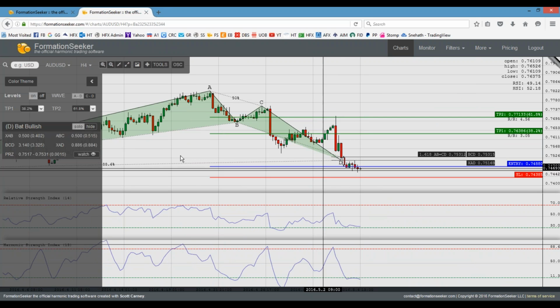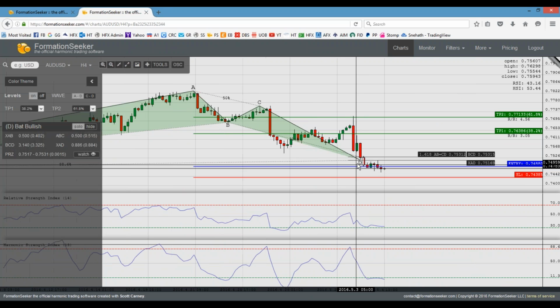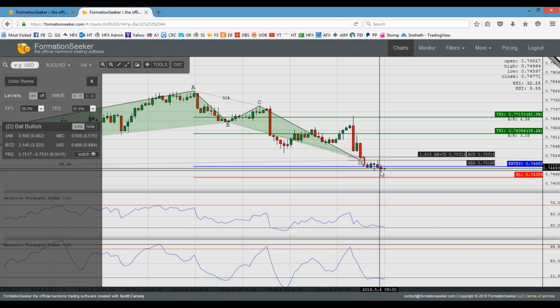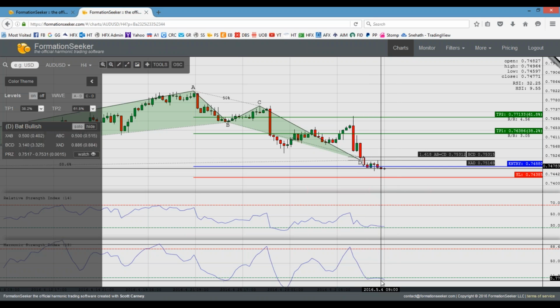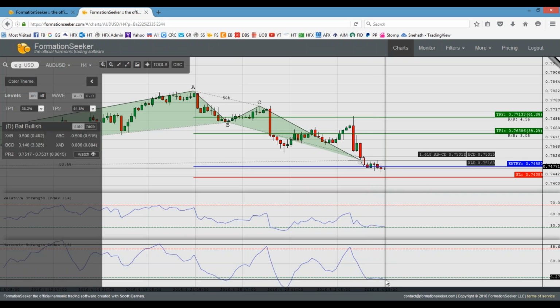So this still might be an opportunity to go long, but at this point in time I'm not quite convinced that this guy is looking to turn. You could see that it has not moved out of the HSI oversold area, so maybe once it starts ticking out, it could be an opportunity to go long.